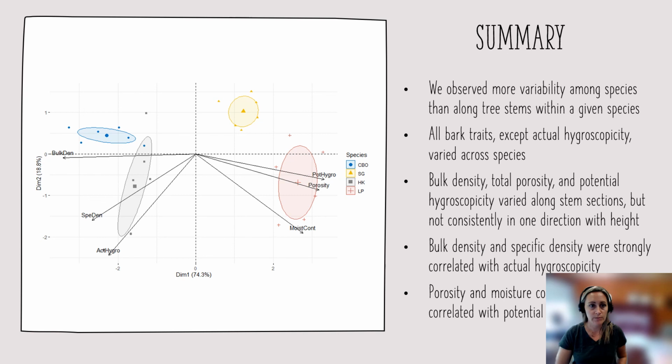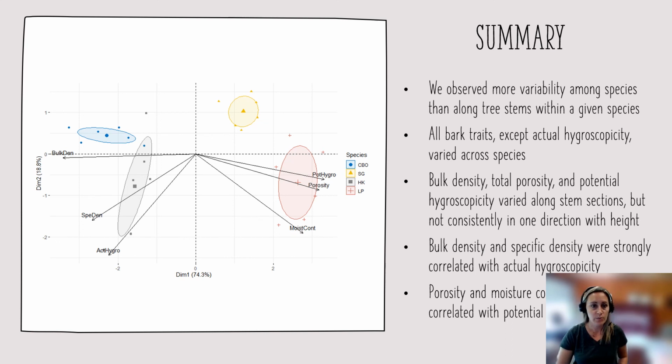In summary, we observed more variability among species than along tree stems within a given species. All bark traits except actual hygroscopicity varied across species. Bark density, total porosity, and potential hygroscopicity varied along stem sections, but not consistently in one direction with height.